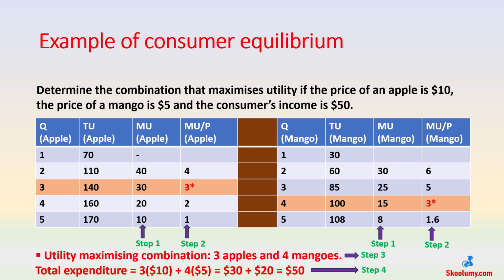Step 3. Select the combination where MU divided by price are the same, that is, 3 apples and 4 mangoes. Step 4. Compute the total expenditure on the selected combination to ensure all the income of $50 is spent. In some questions, the selected combinations may be 2, but the right answer is the one that ensures all income is spent.